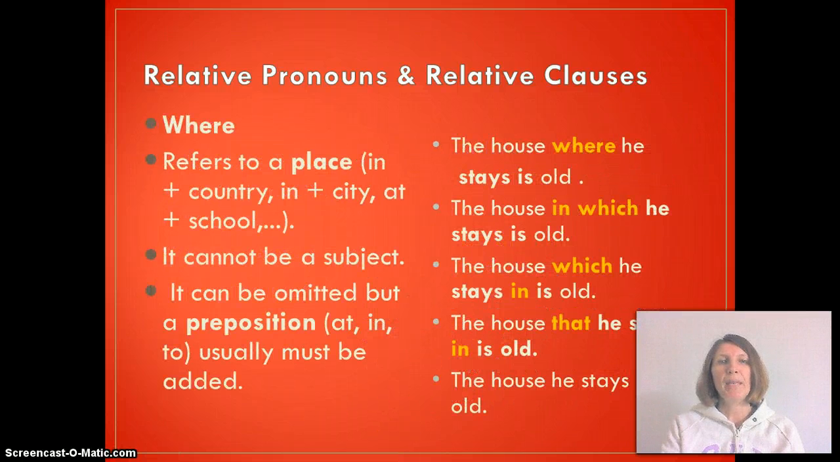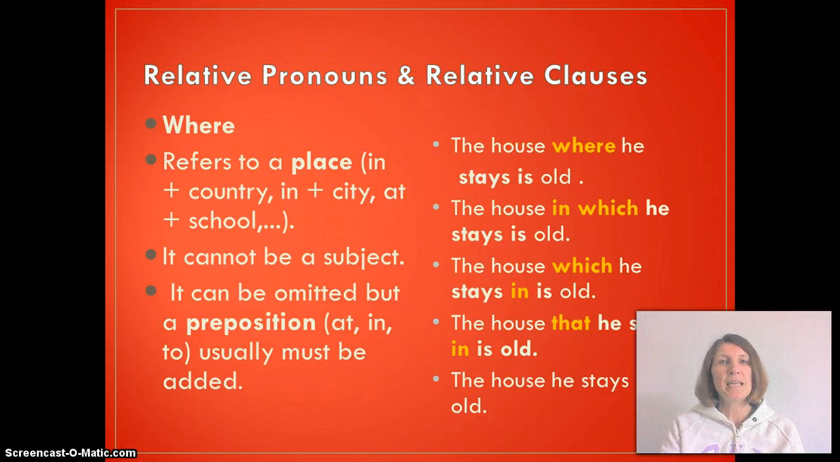Where refers to a place, such as in a city, in a country, in a school. It cannot be the subject, and it can also be omitted, except when it's in a preposition. And remember that prepositional clauses start with prepositions, such as on, at, in, to. Let's look at some examples.